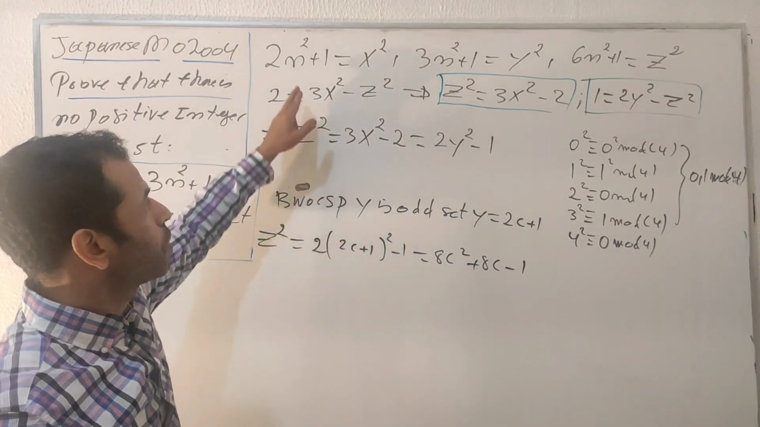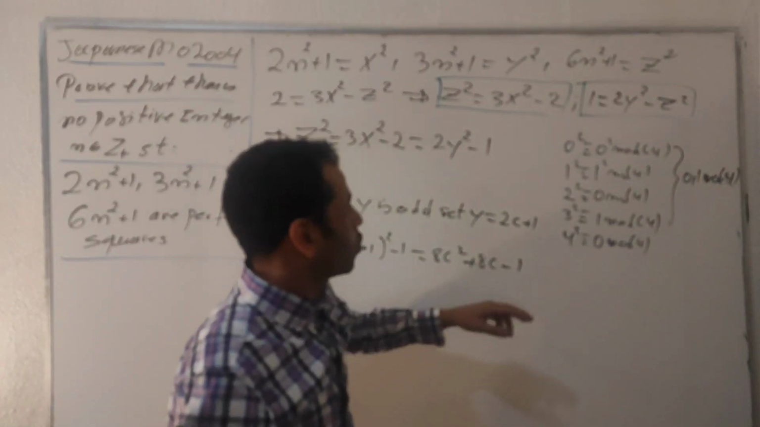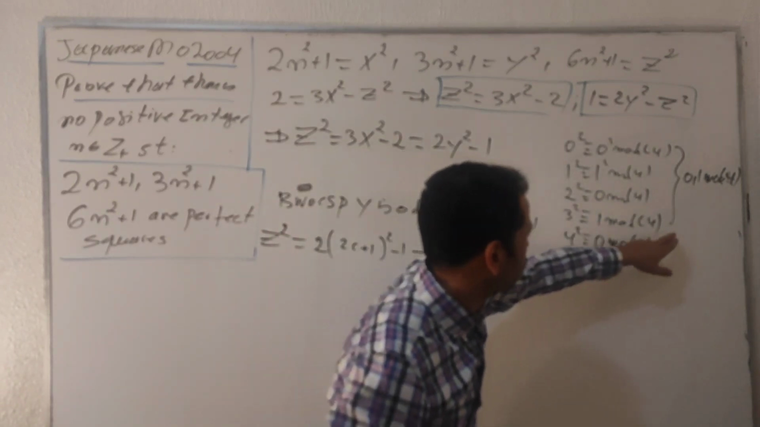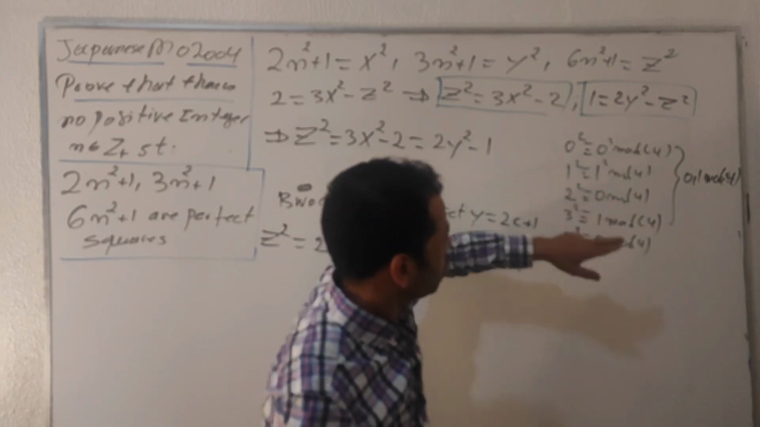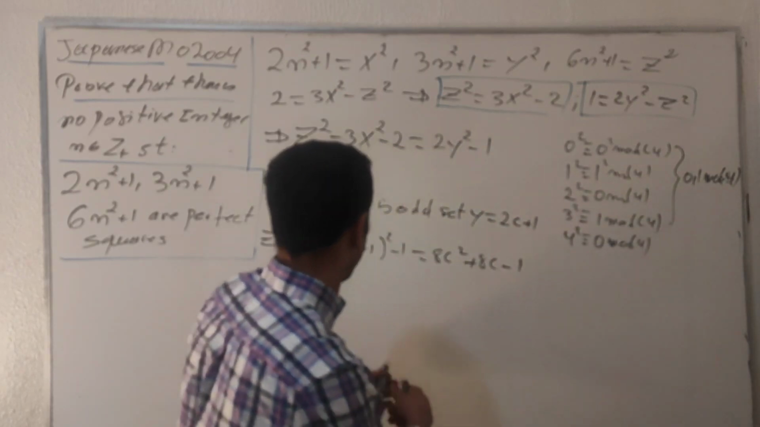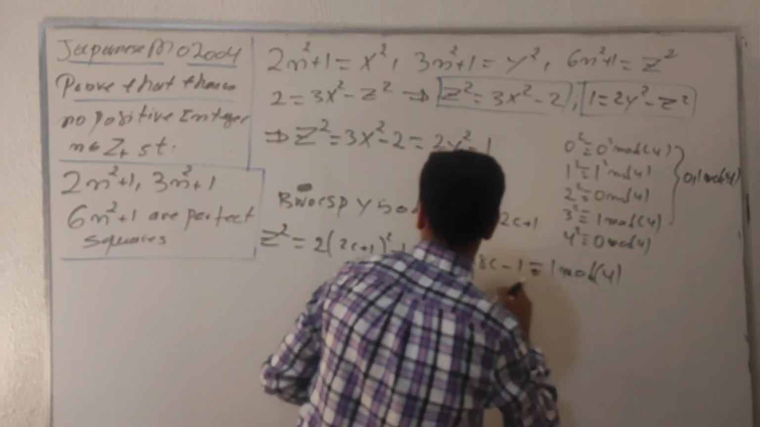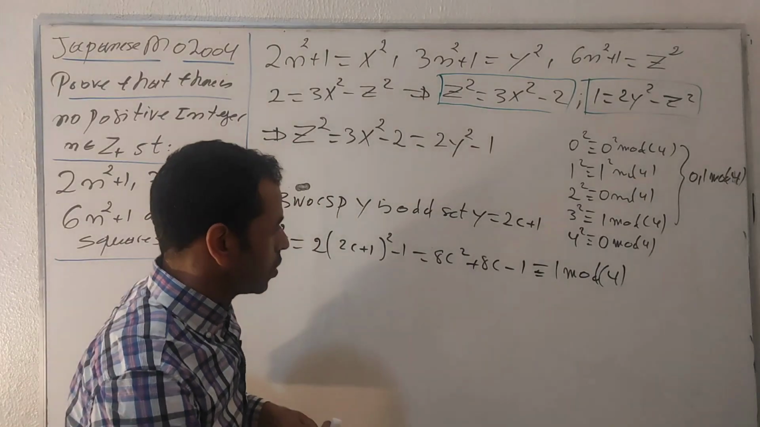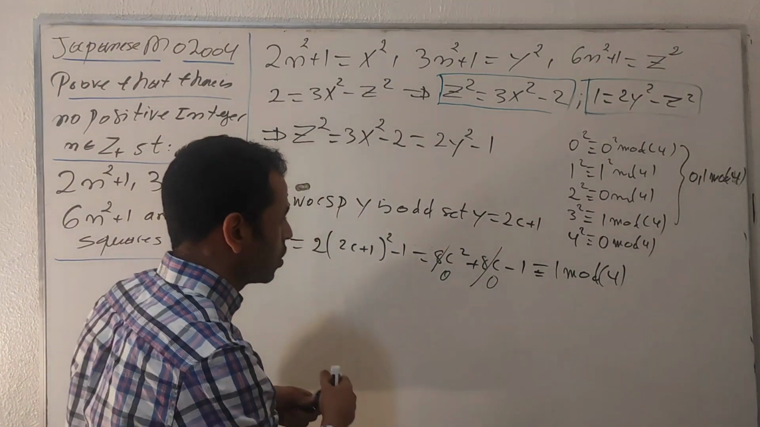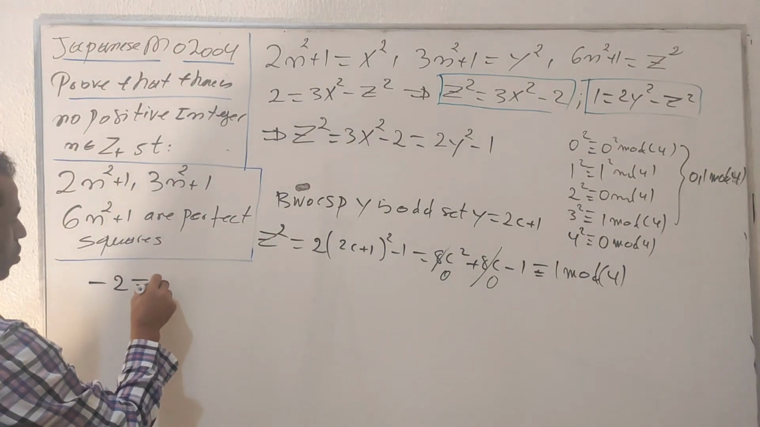If you go back to the earlier equation, z is odd because it is even plus 1, which is odd. Based on what we found by reducing to mod 4, an odd integer gives a remainder of 1 and an even integer gives a remainder of 0. So z squared is congruent to 1 mod 4, since z is odd. Now this part is 0 because 4 divides it, so I am left with minus 1 congruent to 1 mod 4, which means minus 2 is congruent to 0 mod 4.